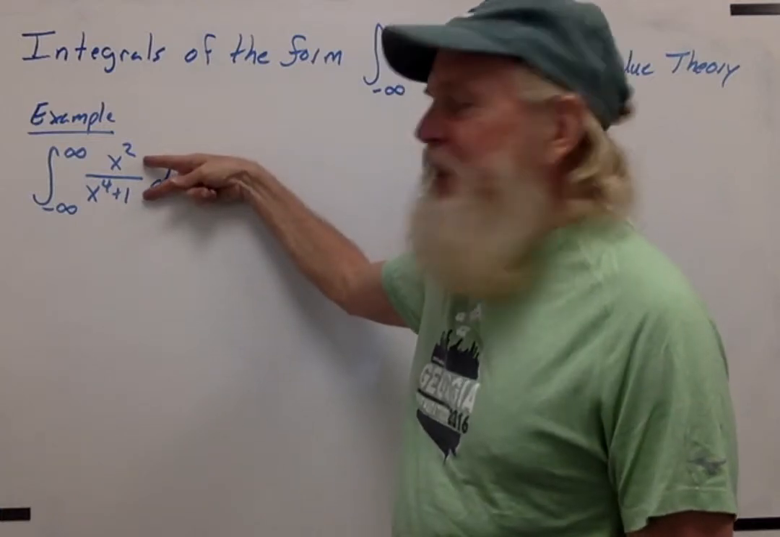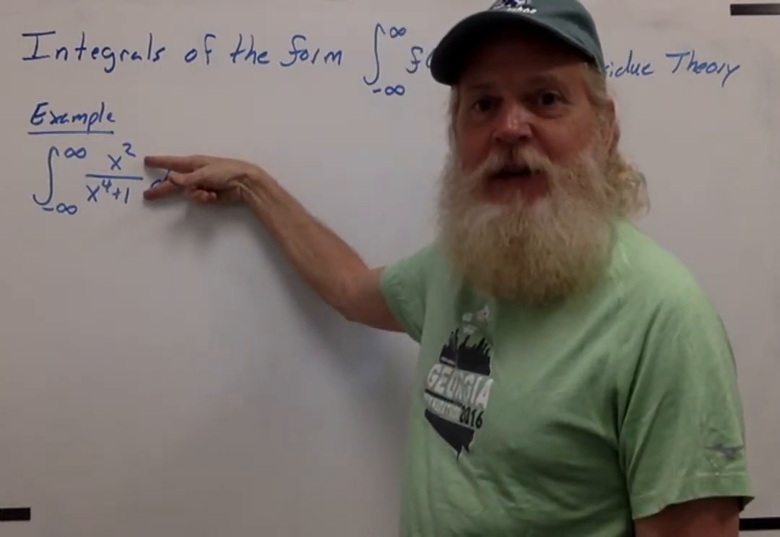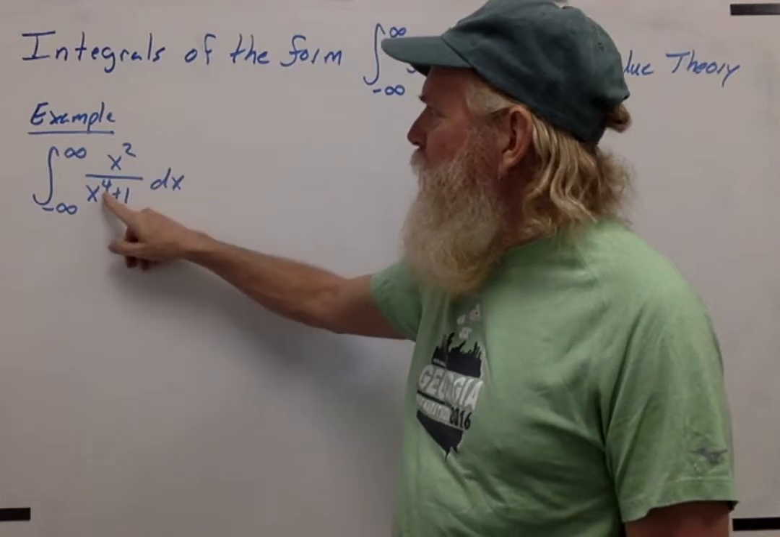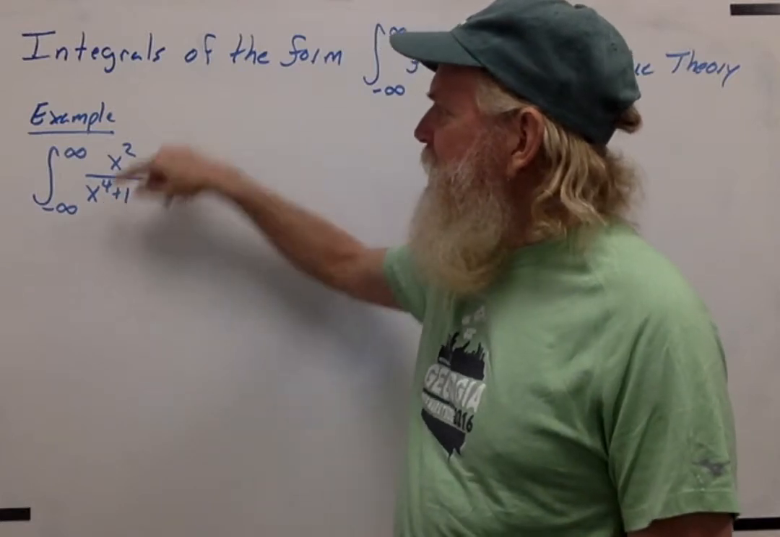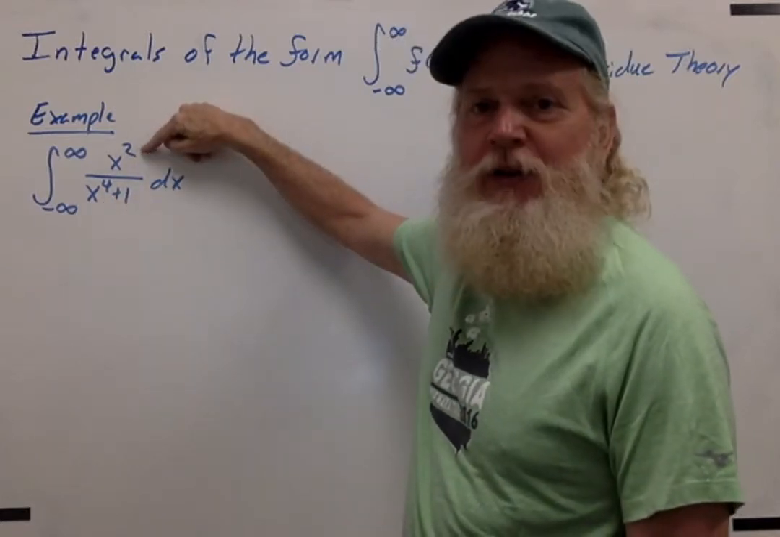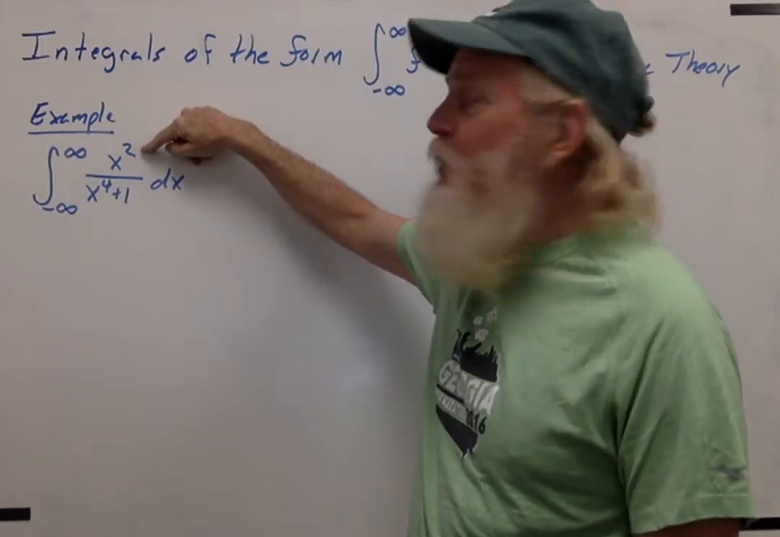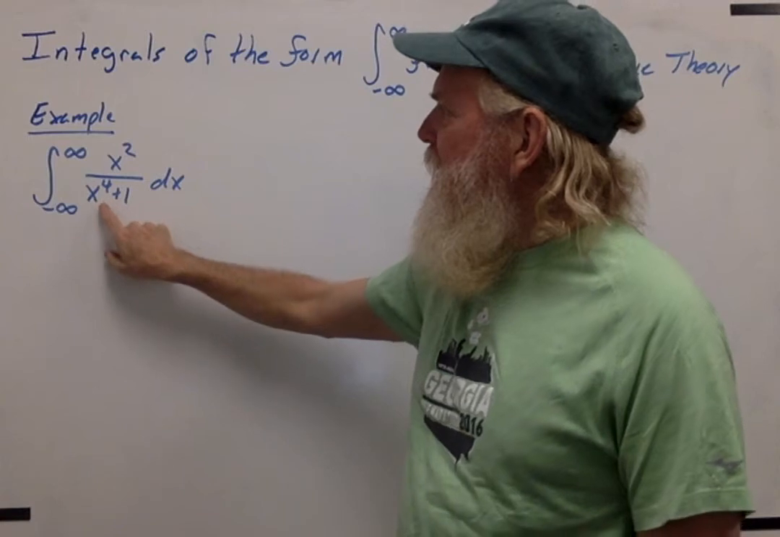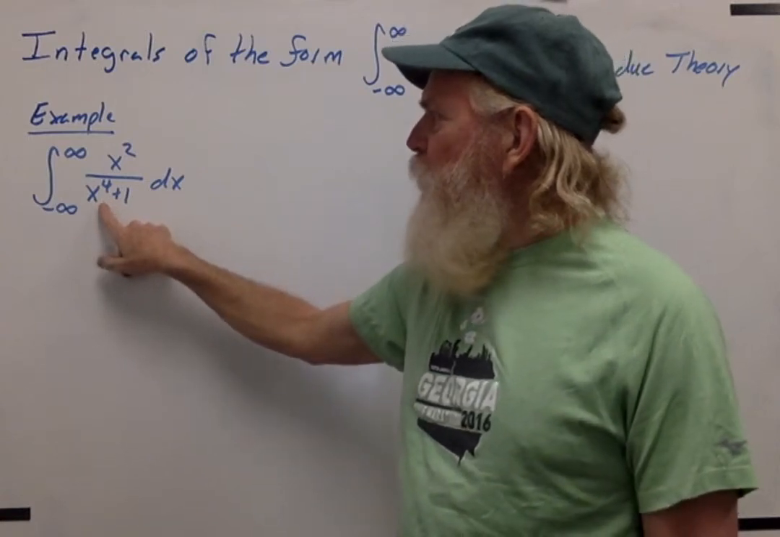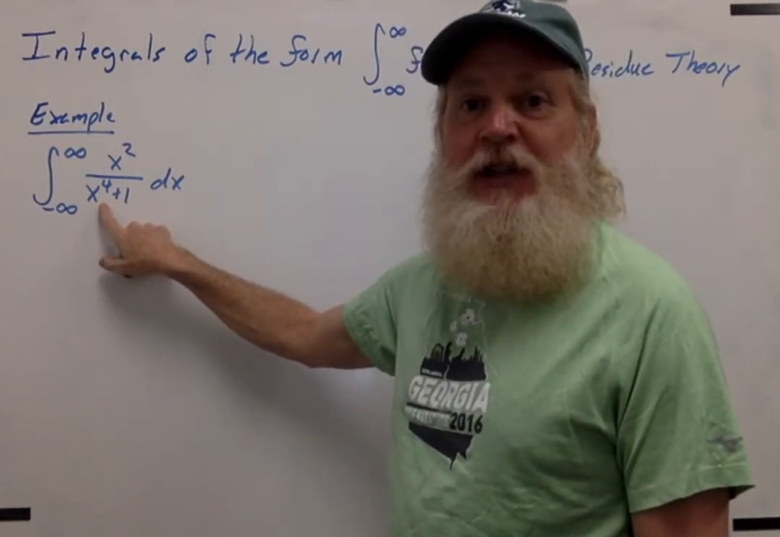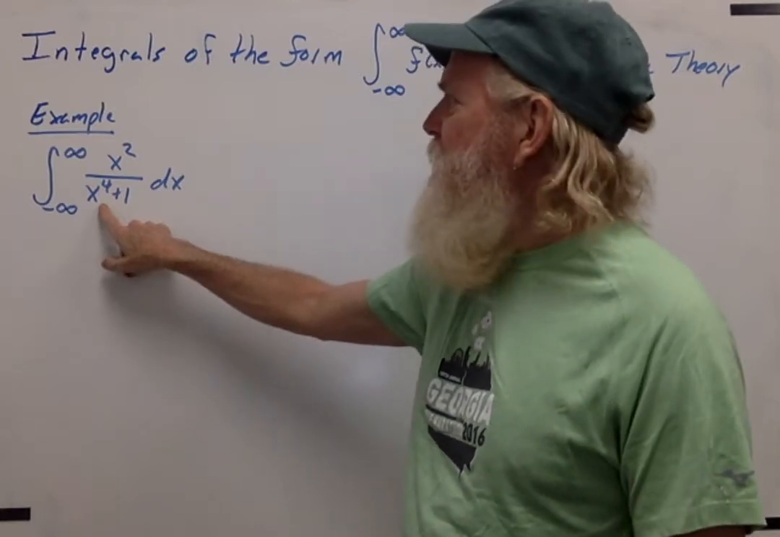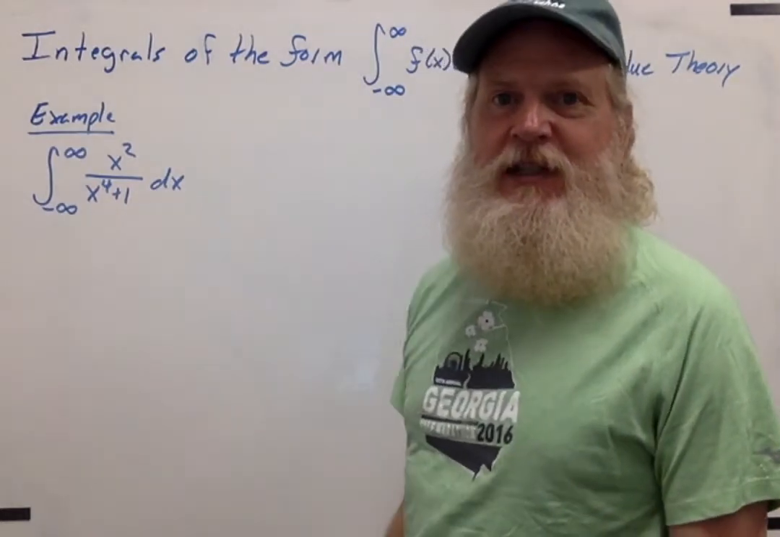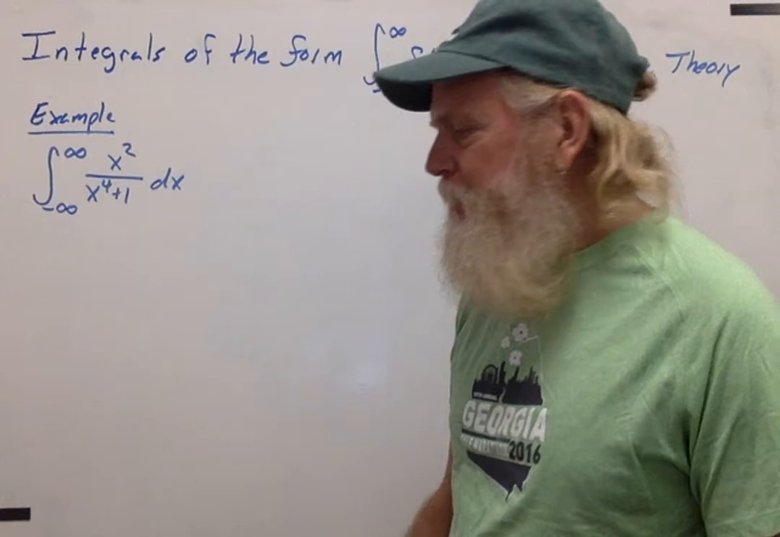First of all, this is a rational function. It's a polynomial divided by another polynomial. The degree of the denominator is at least 2 bigger than the degree of the numerator. Here it's exactly 2 bigger than the degree of the numerator. And last of all, the function x to the fourth plus 1 is not equal to 0 for any real number. X to the fourth plus 1, in fact, is always positive when x is a real number.